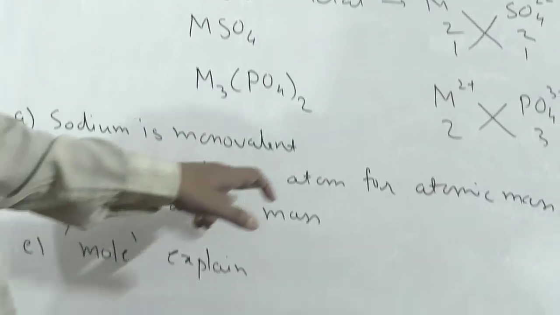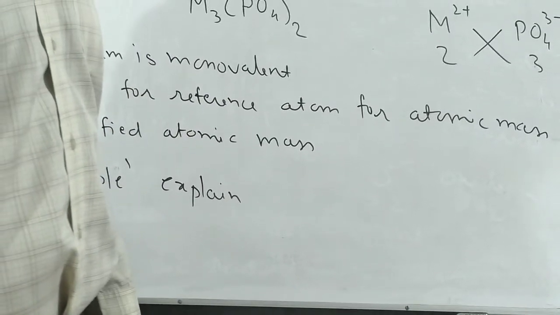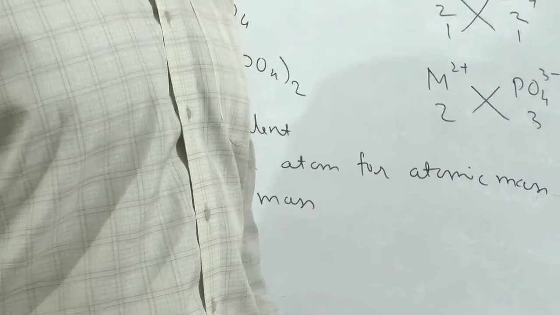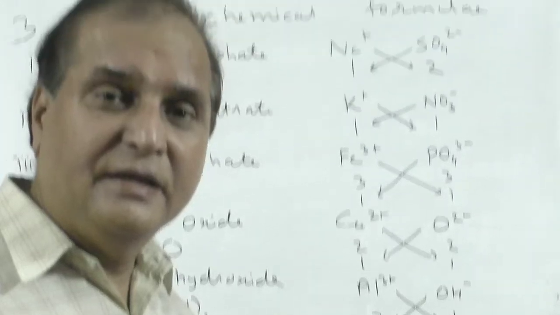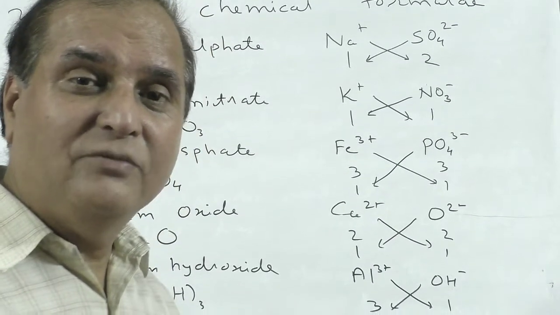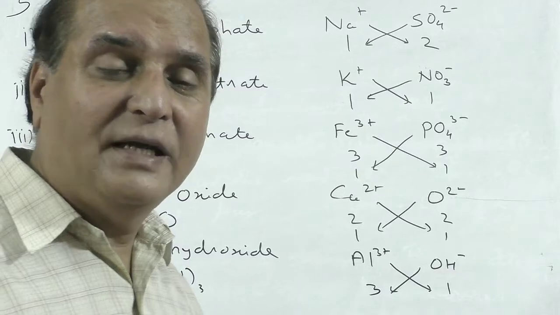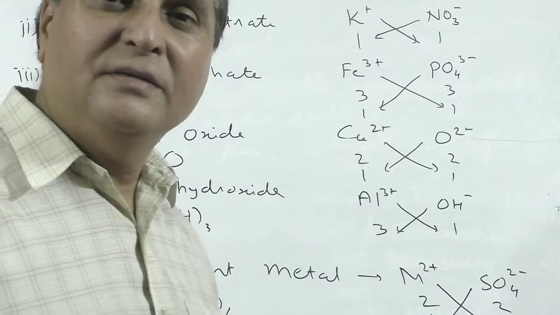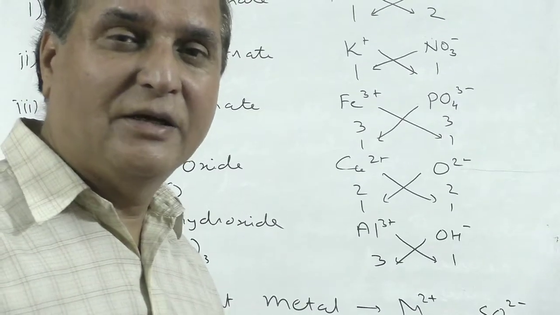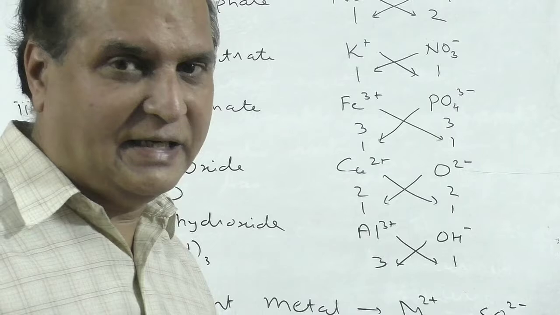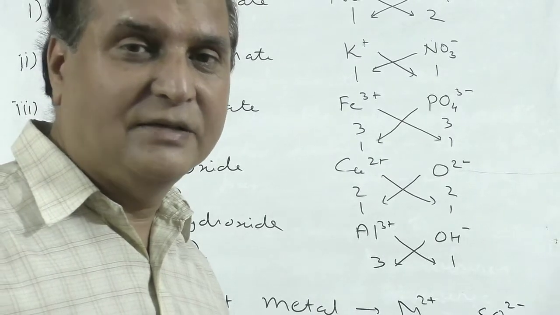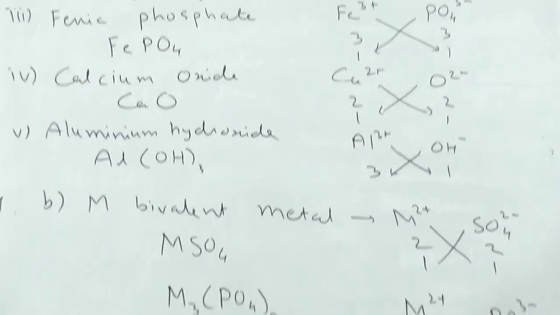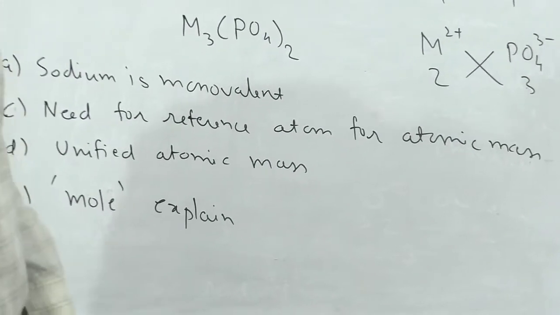We need a reference atom for atomic mass. It was very inconvenient, because atomic mass is of the order of 10 raised to minus 27 kg, very difficult. So hydrogen we took as 1. But later, due to different isotopes that we will discuss later on, carbon was taken as the standard, and 1/12 of carbon is taken as 1. That is unified atomic mass, U, Dalton.